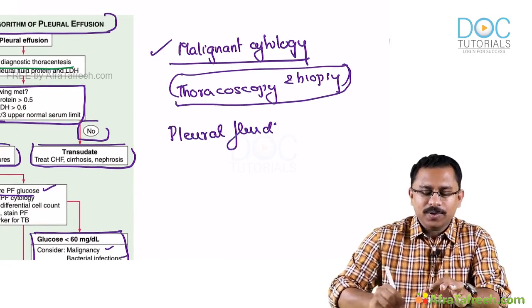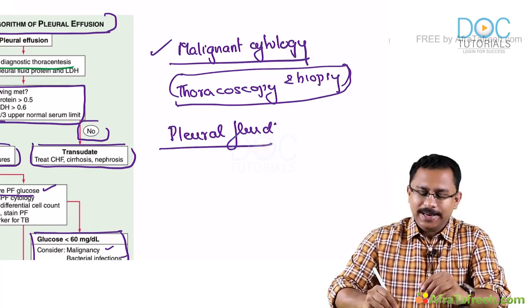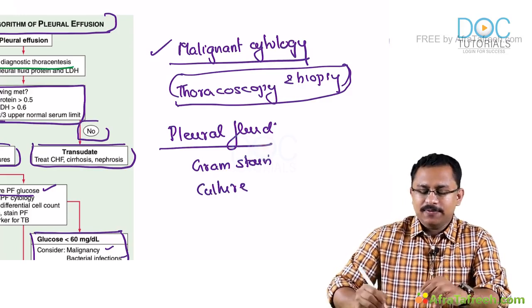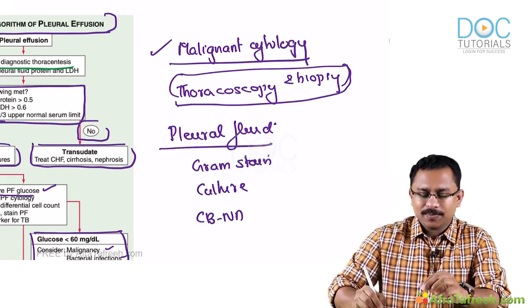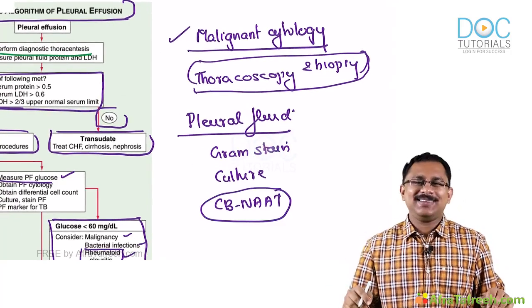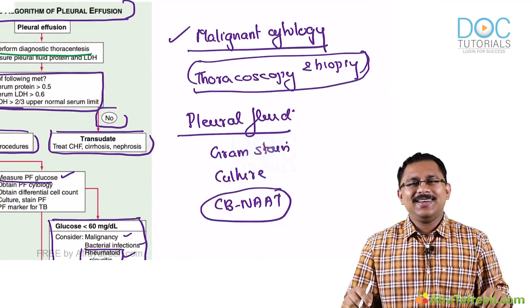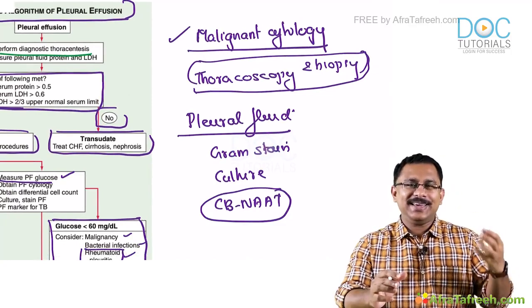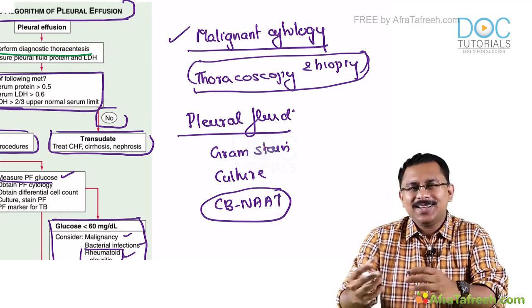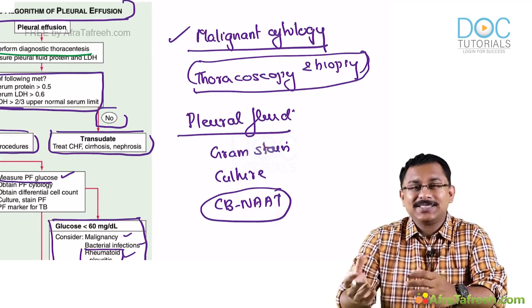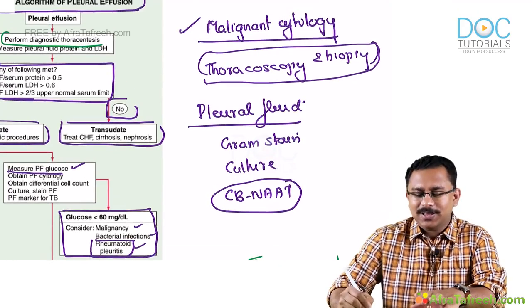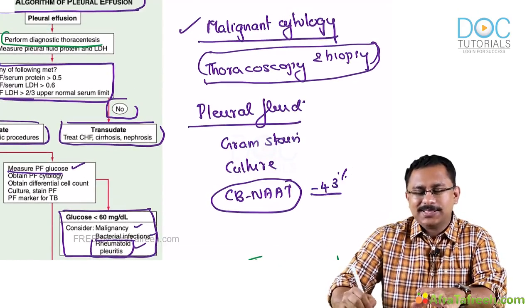you can go for your infectious workup, like you can go for, say, gram stain, culture. Very important, you can go for your CB-NAT, that is your GeneXpert. And remember CB-NAT, okay, the yield of the CB-NAT technique in the pleural fluid is not as great as in case of your other fluids, because I have discussed in the module on tuberculosis that the yield of CB-NAT with pleural fluid is only 43%.